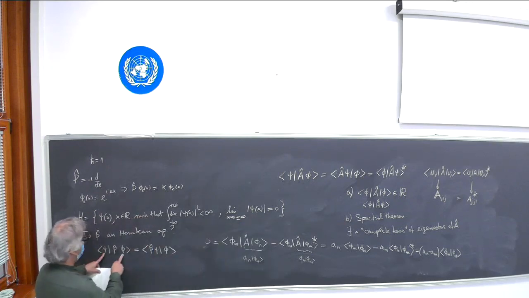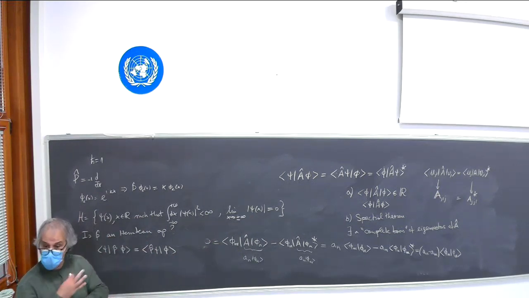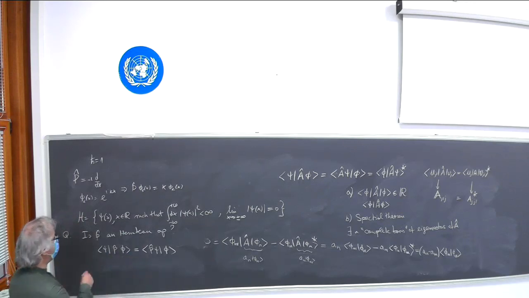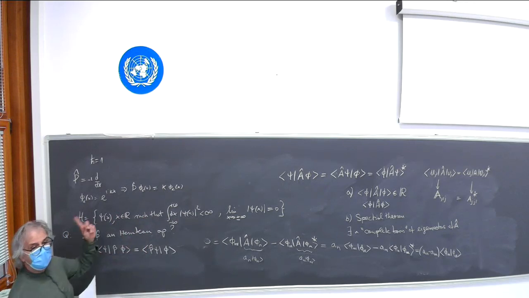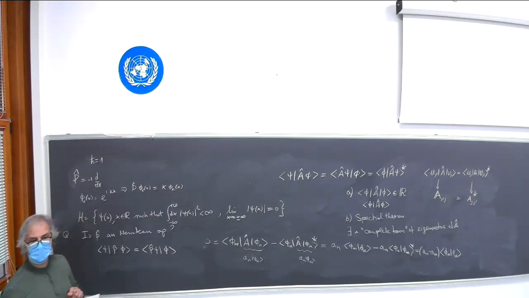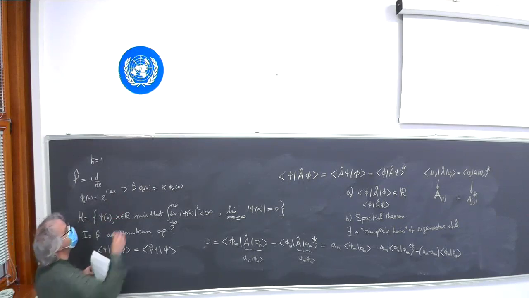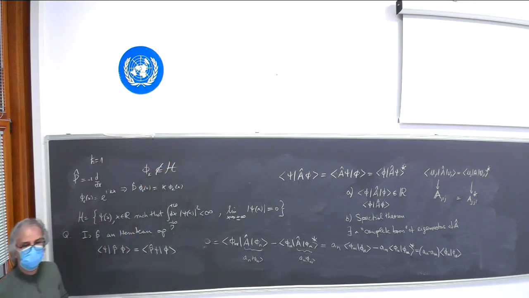Both functions phi and psi go to zero at plus infinity. Therefore, integration by parts works nicely, no boundary term, there it is. So P is Hermitian on those functions. Does it have eigenvectors in the space? No, because the eigenvectors exist, but phi k does not belong to the Hilbert space. So it's a curious thing.